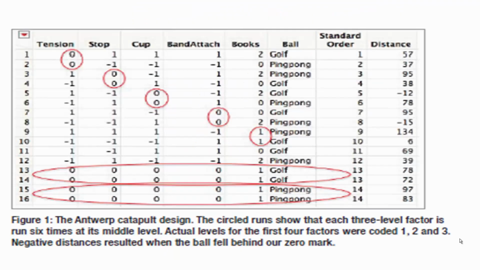of the design. And so we've got tension, stop, cup, band attach, books, ball, standard order, and then there's the results. So the circled runs show that each 3-level factor is run 6 times at its middle level. And the actual 4 factors were coded 1, 2, and 3, and negative distances resulted when the ball fell behind our 0 mark.